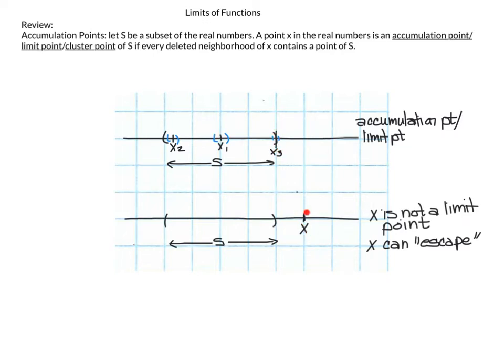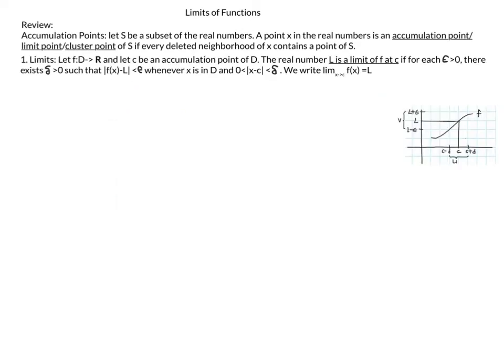Whereas here, I have a point outside of S, and for this X, there are epsilons, any epsilon less than this distance here, where I can get this epsilon distance away from any point of S. So this point is not a limit point. X can escape S.